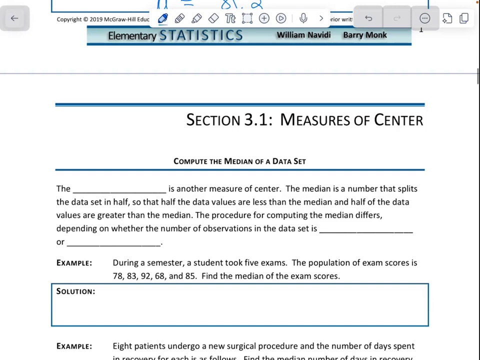Now, another type of center that we could use is called the median. And it's just another way to measure the center of the data. Now, the median is a number that literally splits the data set in half. Half the data values are less and half are greater. The procedure for computing the median differs depending on whether the number of observations in the data set is even or odd.